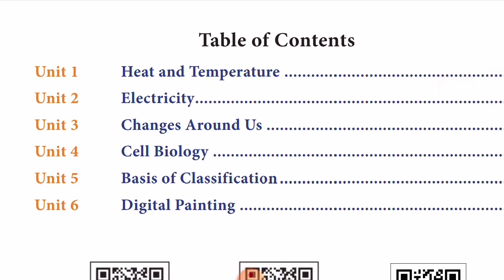The fourth unit is cell biology, and the fifth unit is basis of classification. These 2 units are under biology. And the last unit, the sixth unit, digital painting, is under computer science. So how many lessons are in this term, children? 6 units. Okay, fine. So today we are going to recall the points.